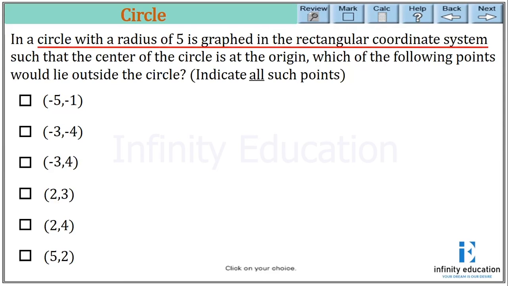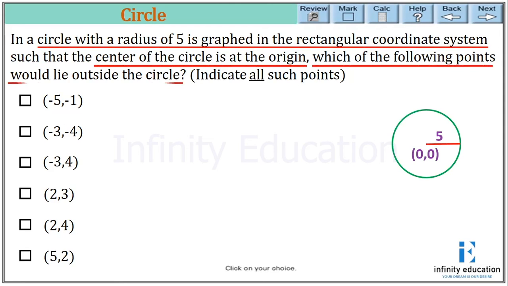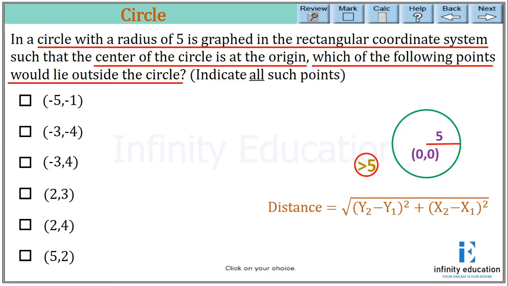Now let's see. A circle with a radius of 5 is graphed in the rectangular coordinate system. So we have drawn a circle with a radius of 5, center at the origin, so we consider the center as 0, 0. Now the question is, which of the following points would lie outside the circle? That means we are looking for the point whose distance from the center is more than 5. Then only it will lie outside the circle. Now we know the distance formula is the square root of (y2 minus y1) squared plus (x2 minus x1) squared. Now let us calculate each individually.